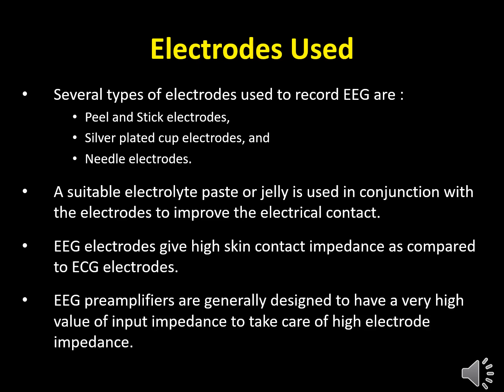A suitable electrolyte paste or jelly is used in conjunction with the electrodes to improve the electrical contact. EEG electrodes give high skin contact impedance as compared to ECG electrodes. EEG preamplifiers are generally designed to have a very high value of input impedance to take care of high electrode impedance.